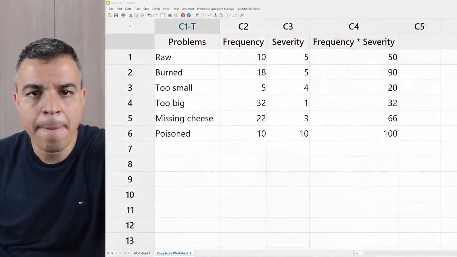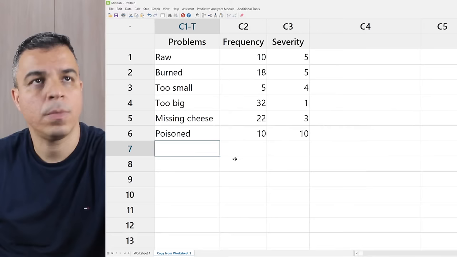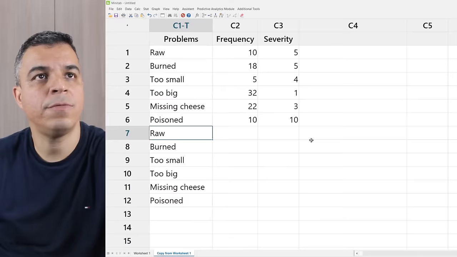I want to show here. It's not exactly a weighted Pareto. It has more to do with stratification. So sometimes, let me see the best way to show this to you guys. Sometimes you have, for example, something like this.